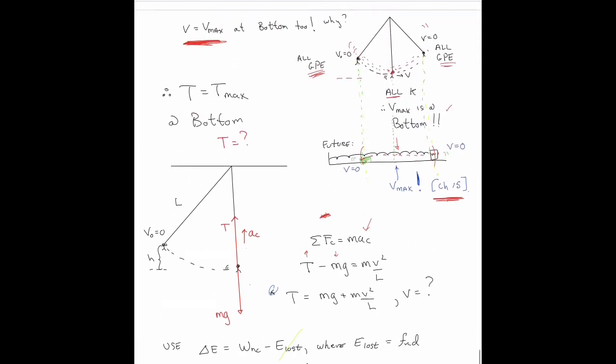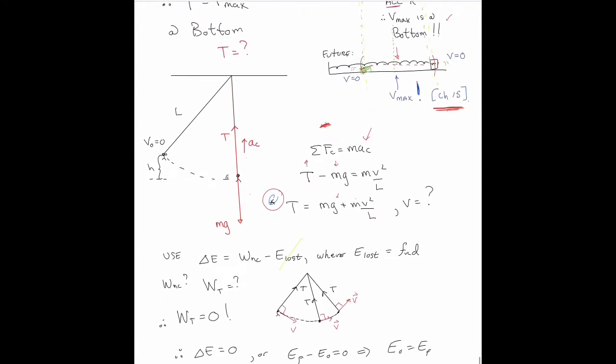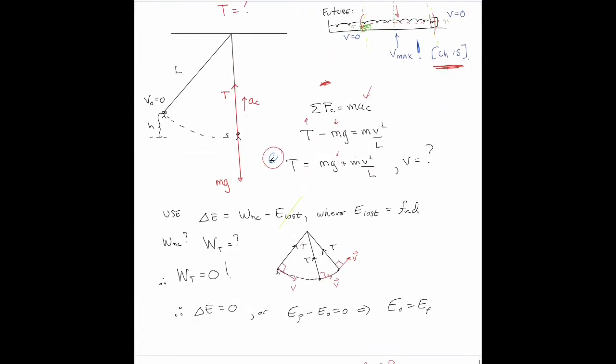If I compare this one to this one, this is what I have. Up here I had mg cosine theta. Well, you're at 0 degrees, so cosine theta is 1. There's my 1, and I have mv squared over L. So this is the tension at the bottom. Now I need to find v. That becomes an energy problem.